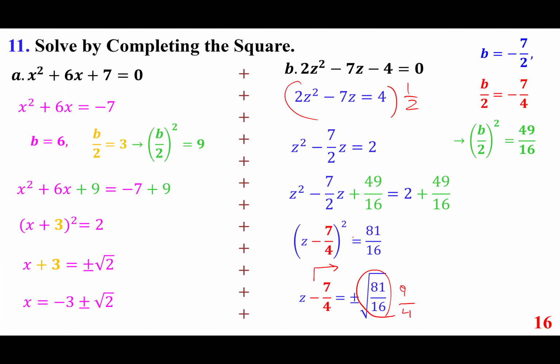We are going to add 7/4 to both sides. 7 minus 9 over 4, and 7 plus 9 over 4. So 7 minus 9 is negative 2 over 4, negative 1/2, and 7 plus 9 is 16 over 4, which is 4. There you have it.